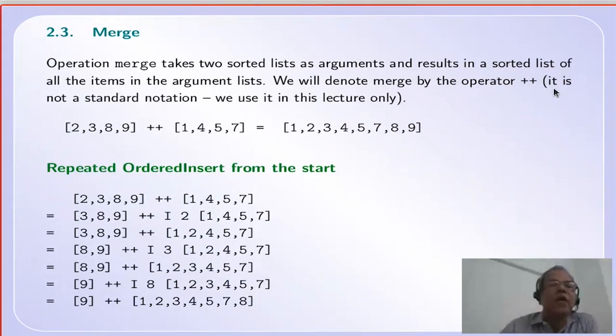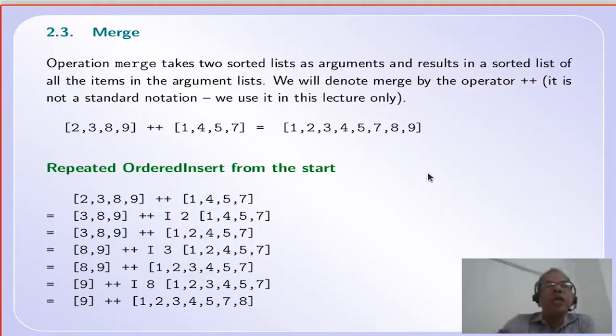For example, 2, 3, 8, 9 is a sorted list. 1, 4, 5, 7 is a sorted list. When you merge them, the merge of the two lists is a new list consisting of all the items of both the lists in sorted order. So it should be 1, 2, 3, 4, 5, 7, 8, 9. All right.